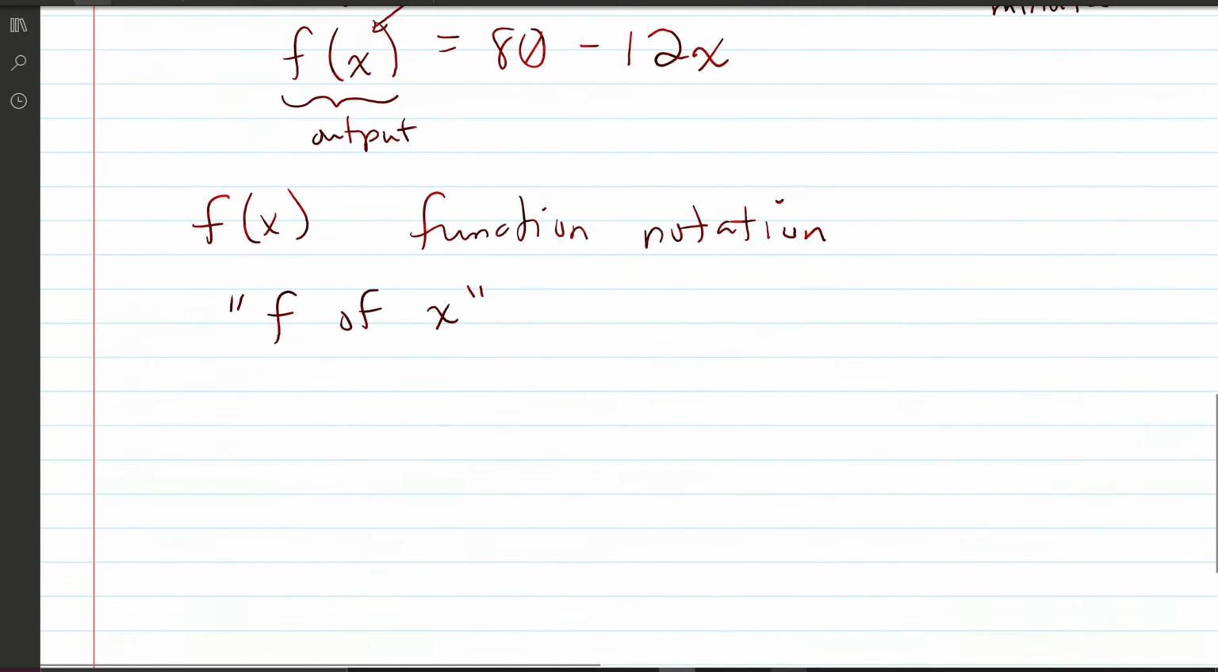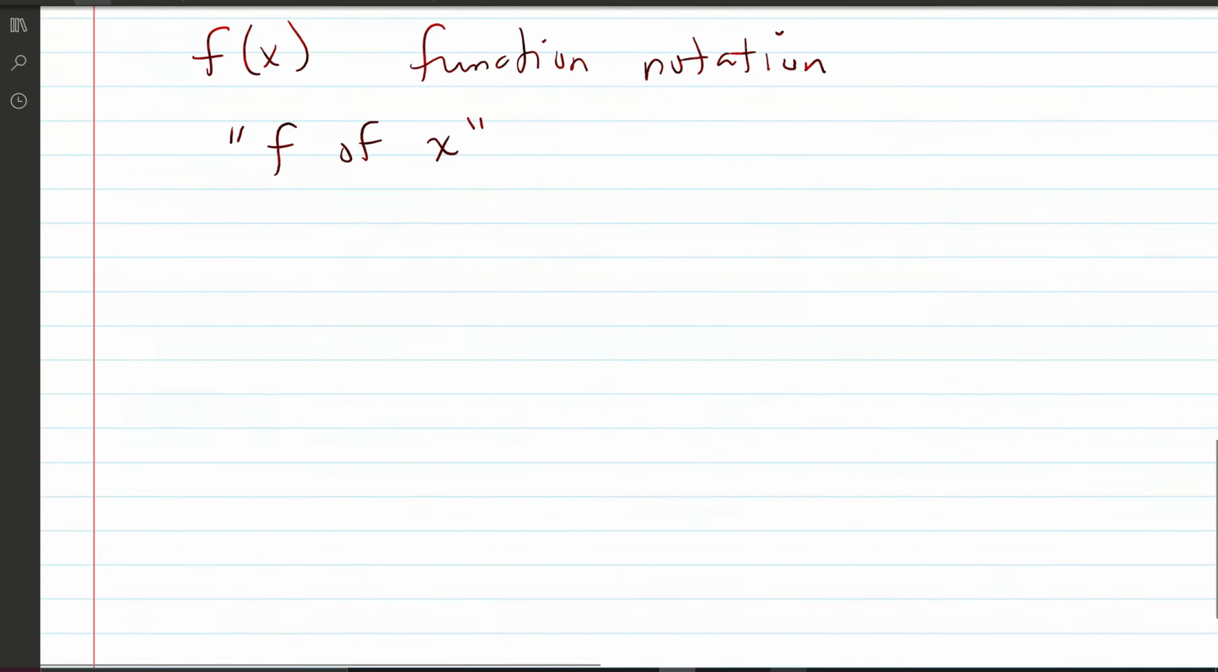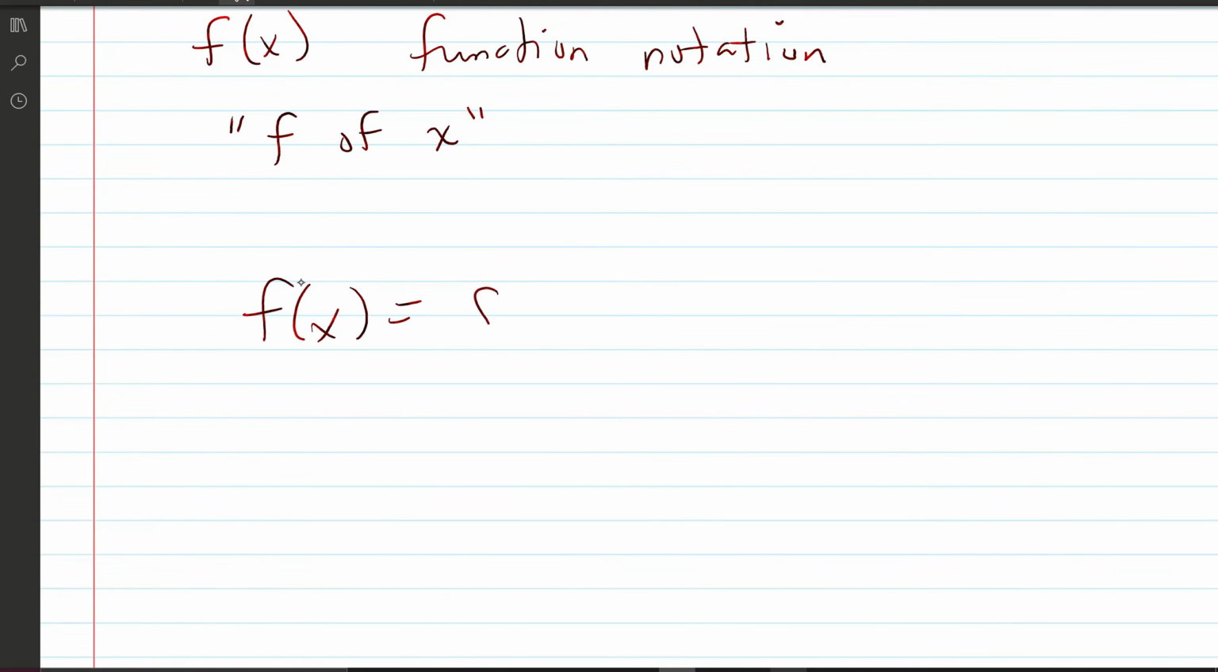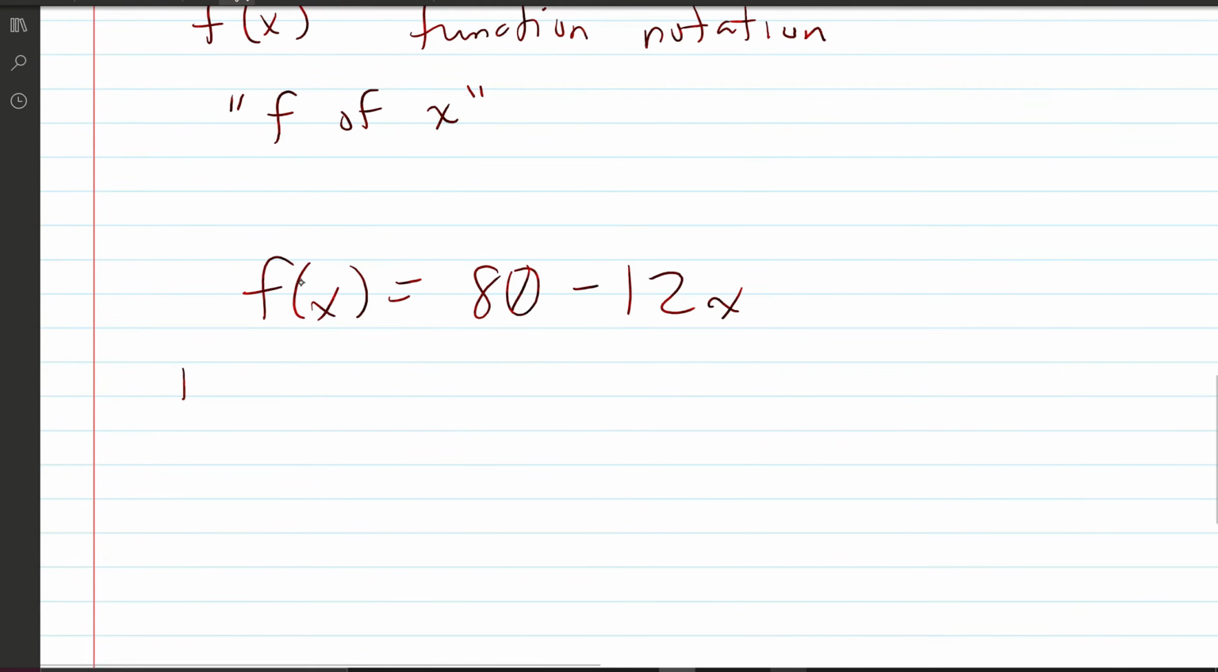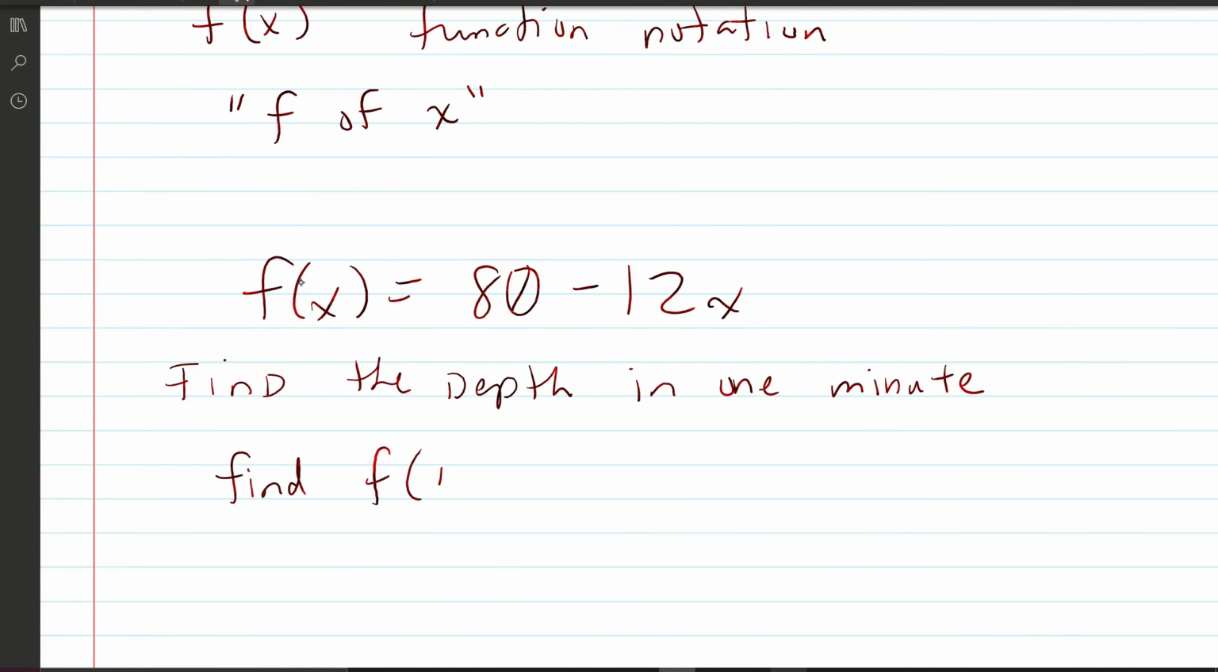So let's go ahead and look at the function notation. So let's say f of x is equal to 80 minus 12x. So we've just modeled this situation as a function, this emptying of the swimming pool. So let's say we would like to find the depth in 1 minute. So find the depth of the water in the pool in 1 minute. So basically, what are they saying to find? Find f of 1, right? Because 1 is that input, and our output will be the depth, f of x.